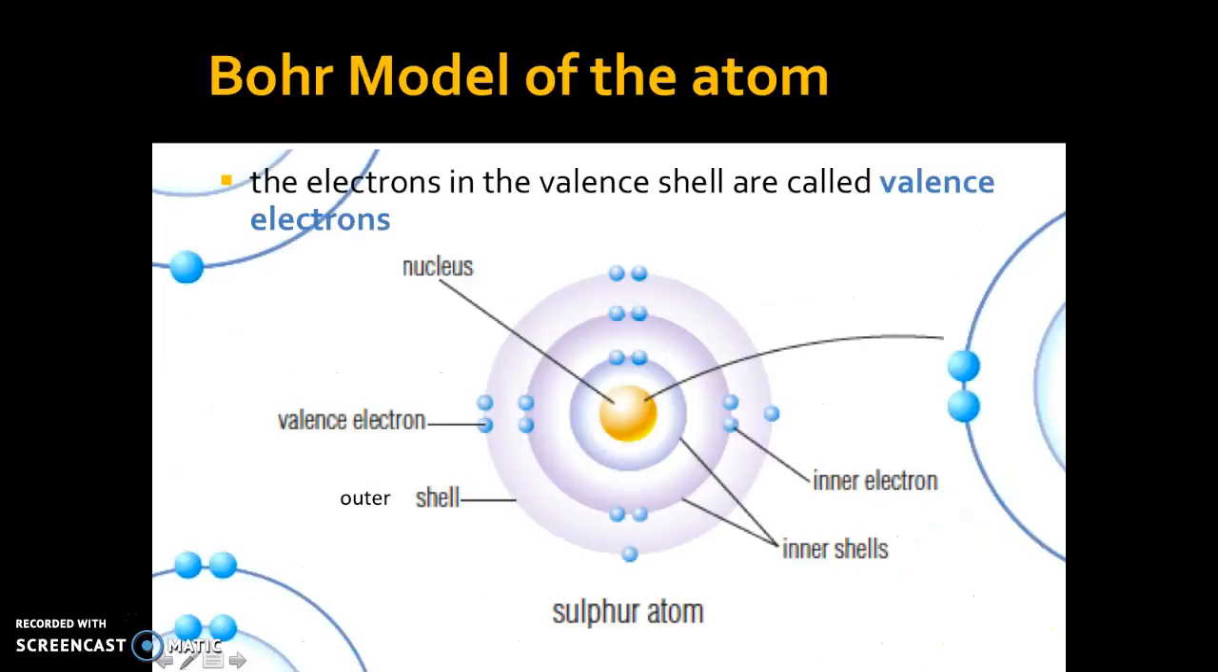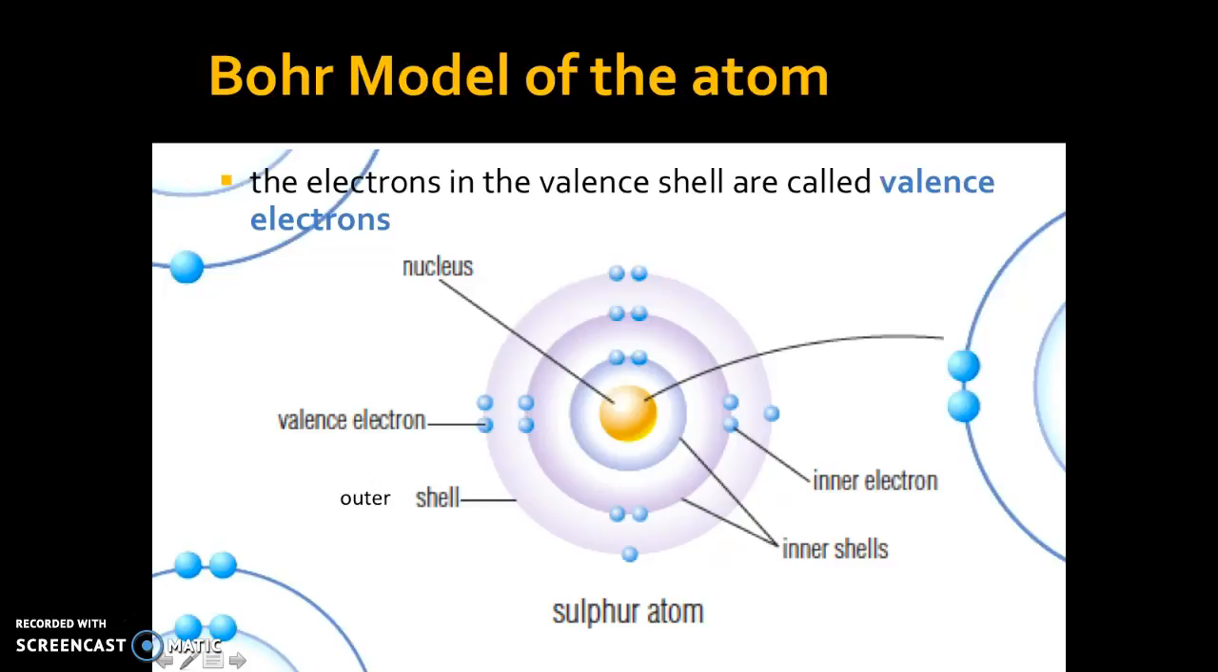So the electrons in the valence shell are called valence electrons. Very simple. It's in the valence shell. They're called valence electrons. So you can look at this diagram. These are the shells. So this is the outermost shell, which is the outside of the atom. They're the outer shell. And the electrons that are in this shell are called the valence electrons. Then we have the middle shell and the innermost shell.